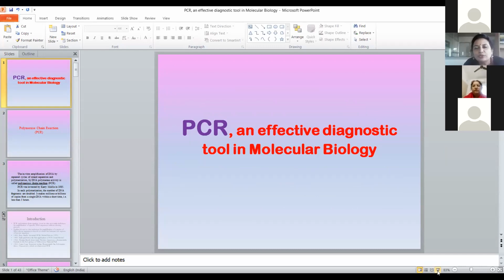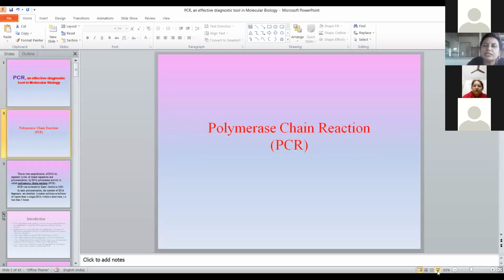Okay, dear students. So we'll just begin with PCR, which is an effective diagnostic tool in molecular biology. See, basically, the word PCR stands for polymerase chain reaction. So here we are going to polymerize a DNA molecule, and it's a chain reaction. It will continue with 1 cycle, 2 cycles, 3 cycles. The number of DNA molecules will go on increasing.